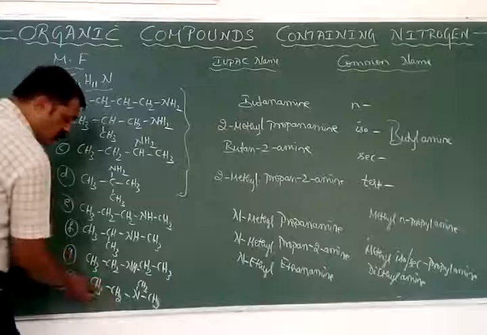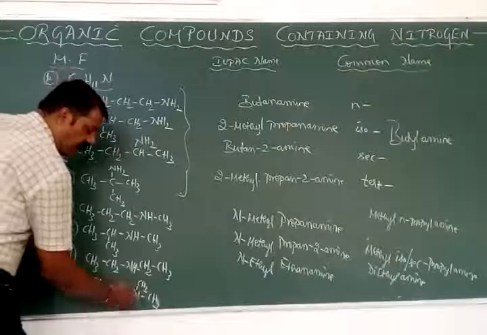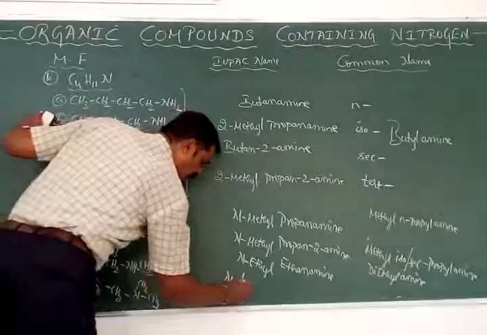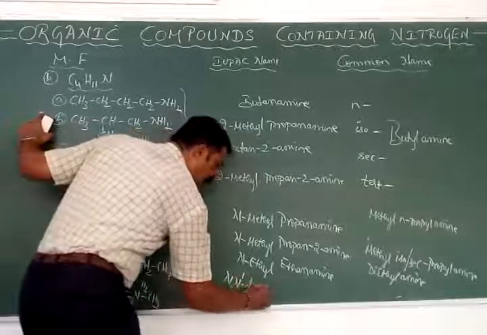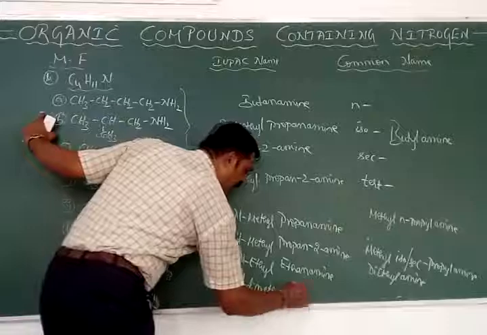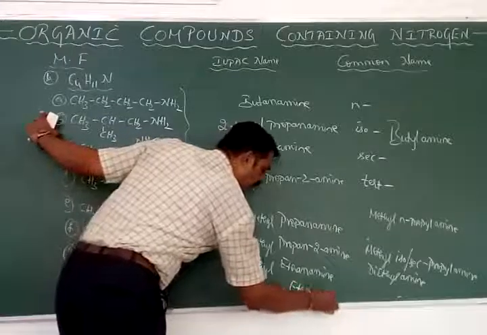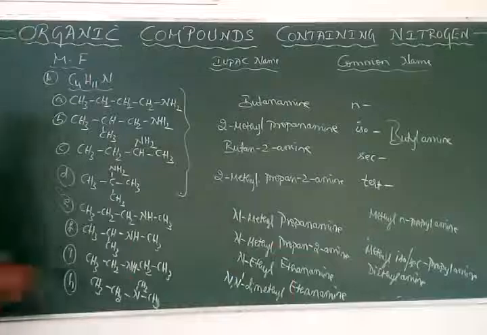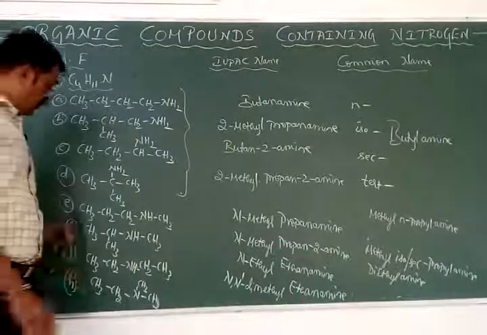Root word is I think only 2. 2 means it is called ethanamine. Both substituents are methyl attached to the nitrogen atom. Therefore, it is called N,N-dimethyl. Which amine? Ethanamine. Which amine is it? Ethane with amine, it is called what? Ethanamine. But here it is an example for mixed amines.